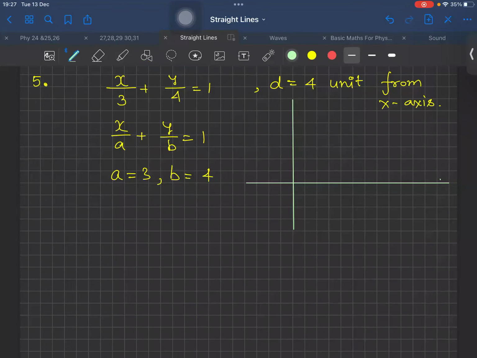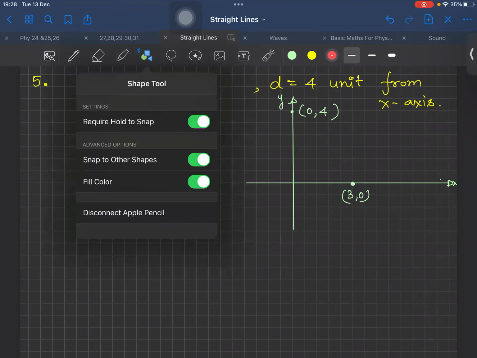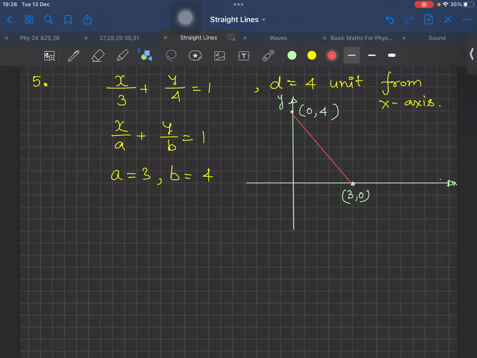See, these two values are already given to you. Let's say x and y. So x-intercept is 3 given, right? That means the points are 3, 0 and 0, 4. That means the line is this one. This is the line given to you, according to the problem.